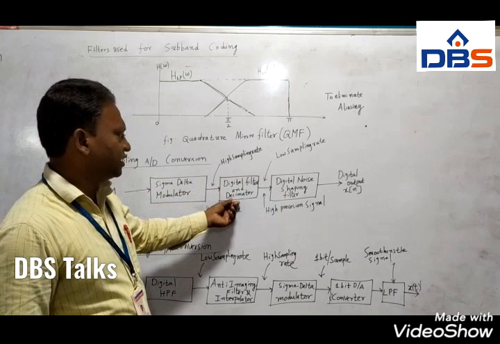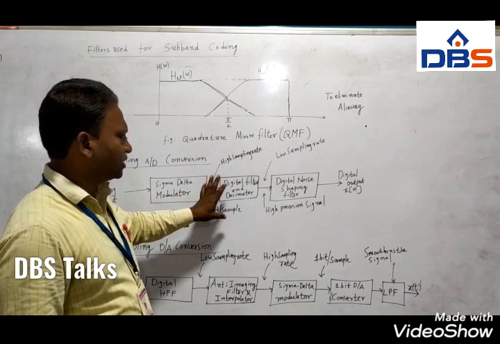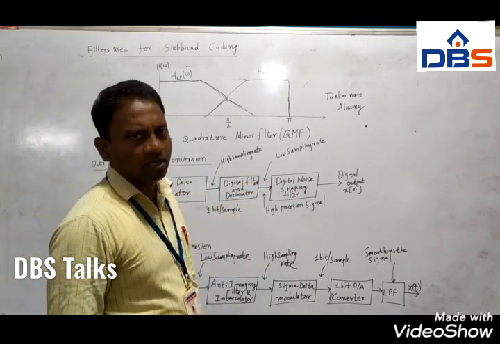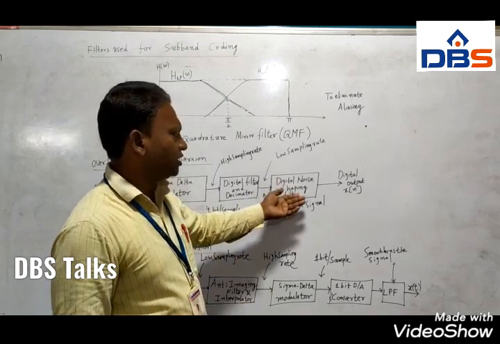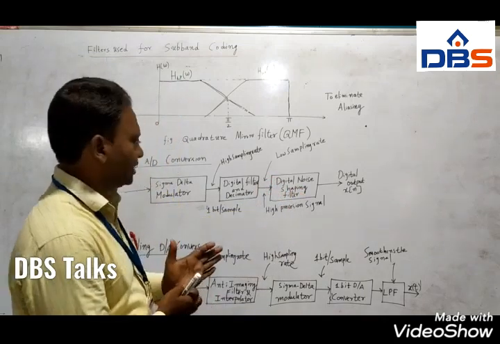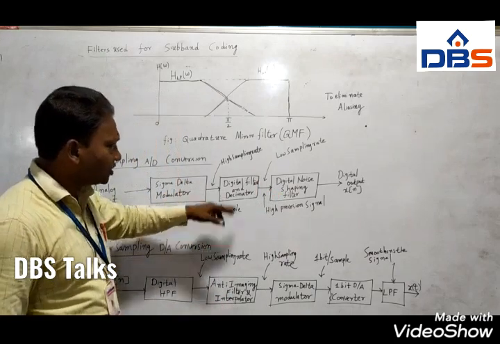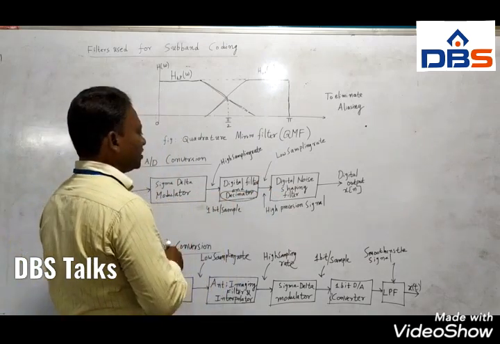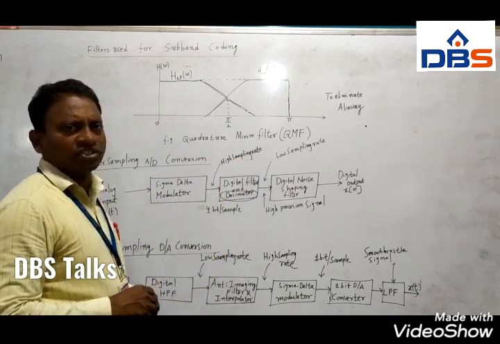After that we have a digital filter and decimator, which downsamples the already available quantized sequence. Then we have a digital noise shaping filter, which removes the unwanted components or unwanted frequencies present in the sampled signal. This is how oversampling A to D conversion takes place. Here we use a decimator. What is the meaning of this decimator? This decimator is one of the multirate signal processing tools.